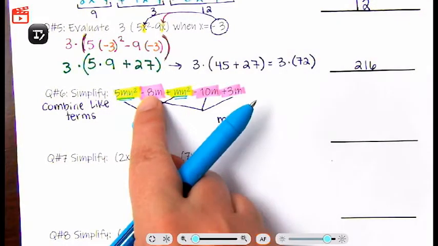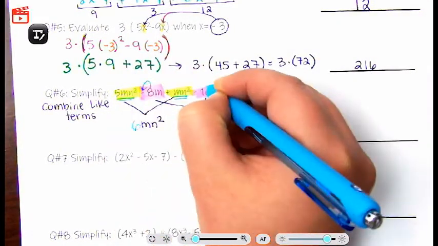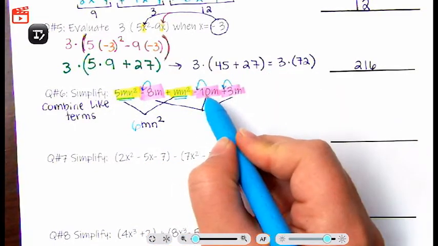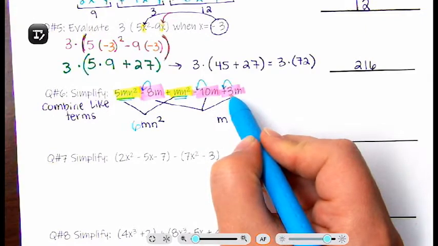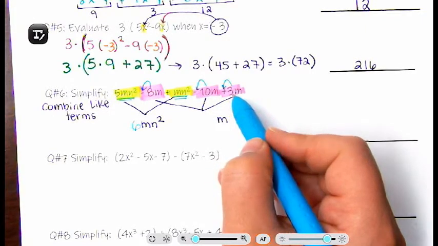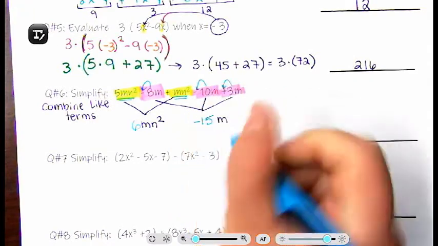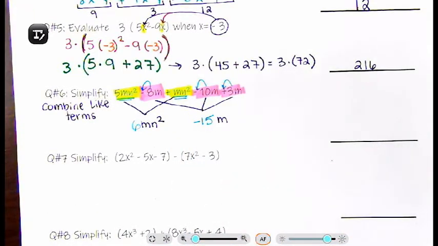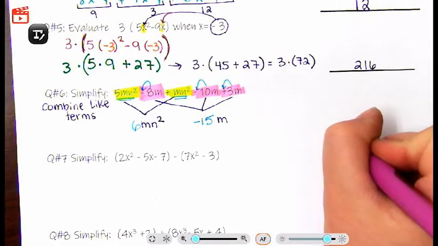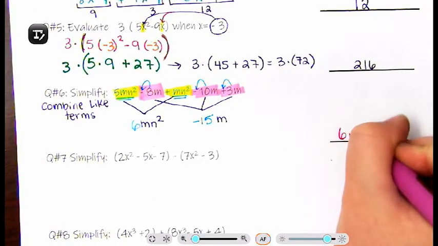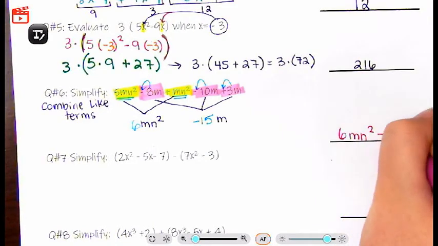Now the negative 8, again, the symbol comes with the number. It's in front. I have a negative 8 and a negative 10. That means I have negative 18m plus 3. So that's 15, 16, 17, 18. I have negative 15 m's. So what is my simplification? My simplification for question number 6 is 6mn squared minus 15m.